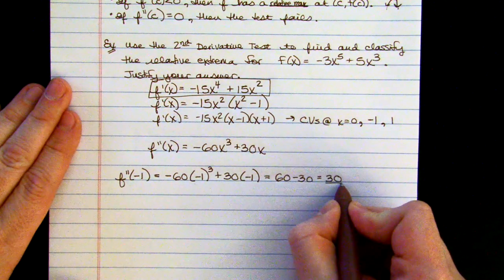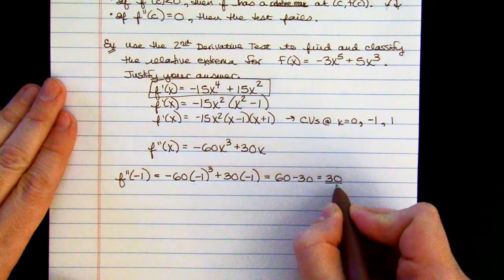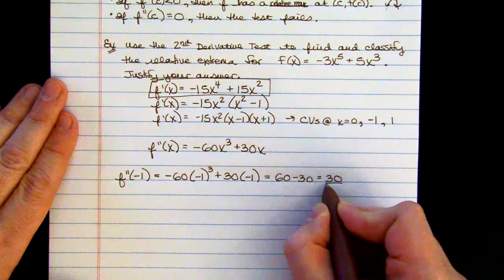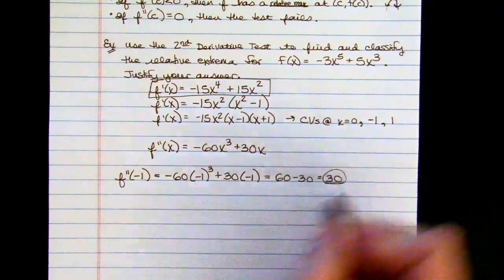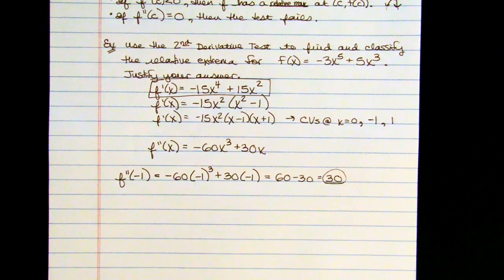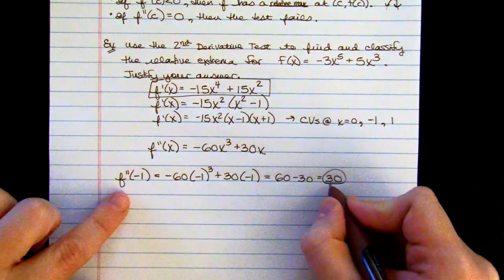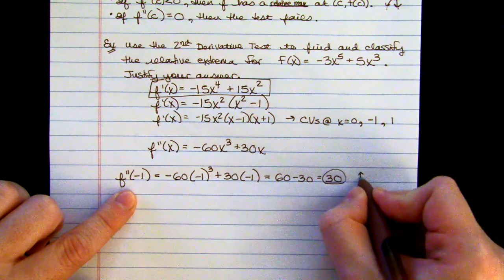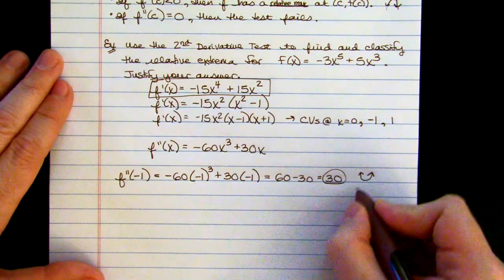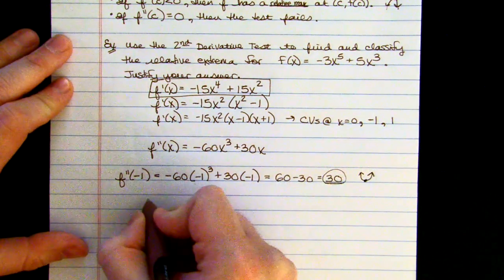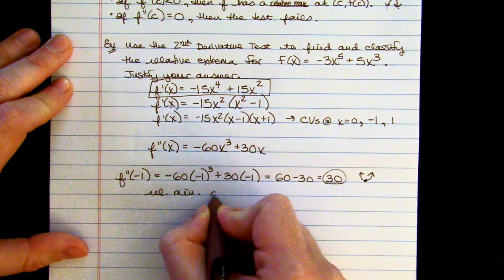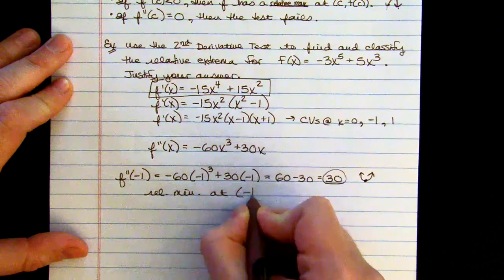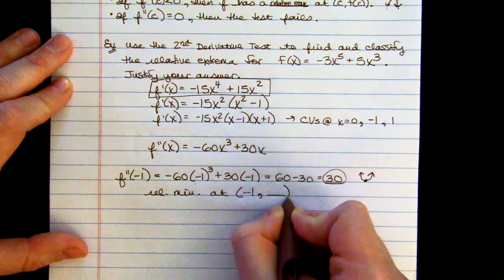Because my second derivative is positive, what does that mean about the original function at x equals negative 1? Is my original function increasing, decreasing, concave up, or concave down? Because my second derivative is positive, I'm concave up. Since my first derivative is 0, that means I have a relative minimum at negative 1 comma something.